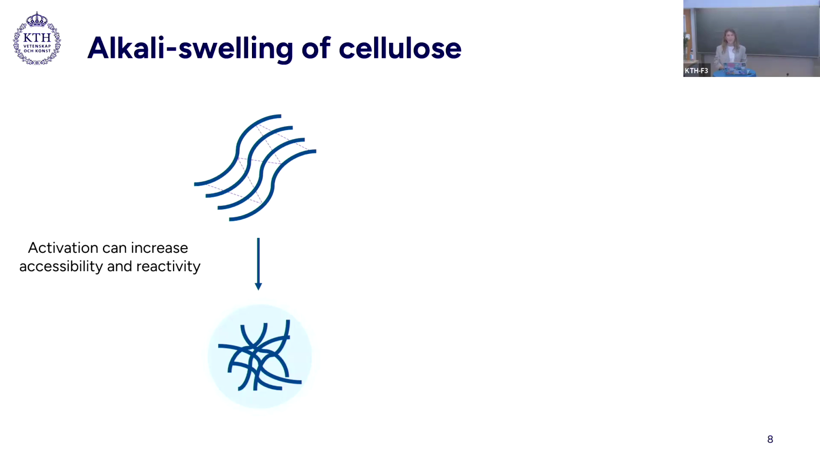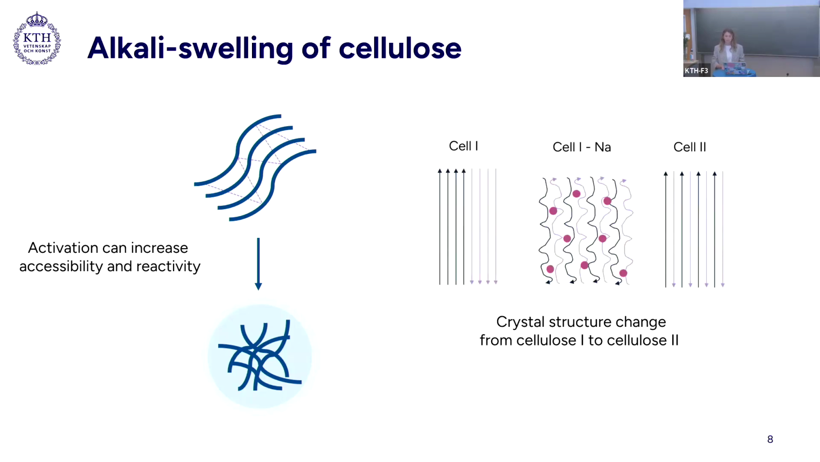But we have to keep in mind that when we treat cellulose with a strong alkaline solution, we can get some change in the crystal structure. This is kind of a textbook example of how we think it looks. In native cellulose, we have cellulose 1, and we say that the chains are organized in a parallel manner. Then we treat it with our alkaline solution, and we get antiparallel chains, and we call this cellulose 2.